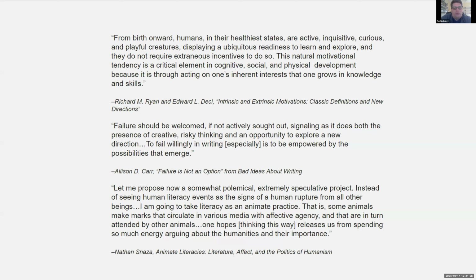So I'll just read this real quick. You'll recognize this first quote. It's from Susan Blum's introduction chapter in Ungrading, but it's an epigraph from these other authors, Richard Ryan and Edward L. Deci. From birth onwards, humans in their healthiest states are active, inquisitive, curious, and playful creatures, displaying a ubiquitous readiness to learn and explore, and they do not require extraneous incentives to do so.